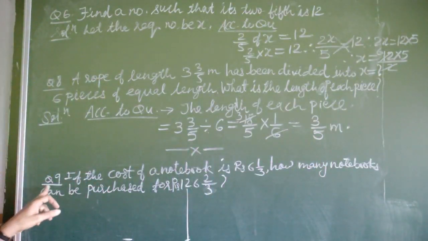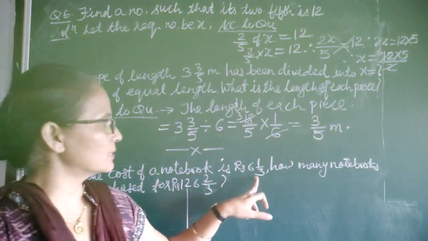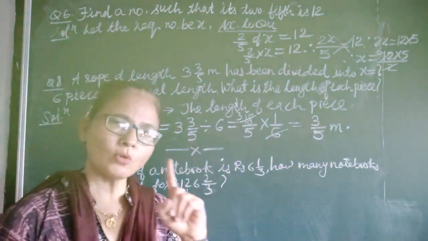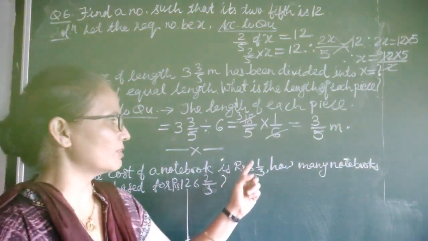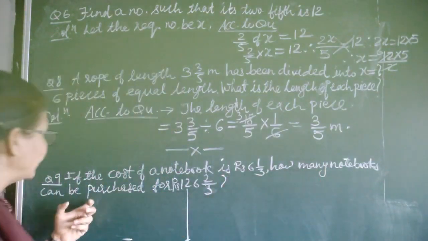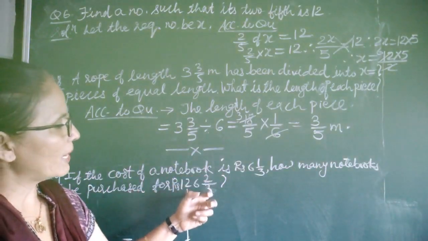Now let us see question number 9. It's very important. Just see. If the cost of a notebook, meaning the cost of one notebook, is given as ₹6 1 by 3, now you have to find how many notebooks can be purchased for ₹126 2 by 3.